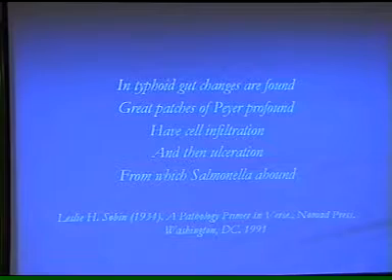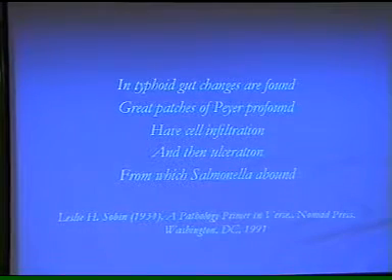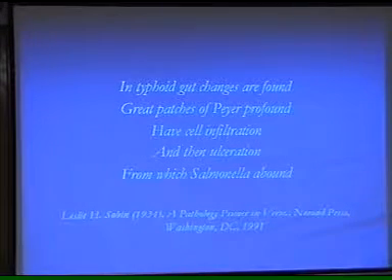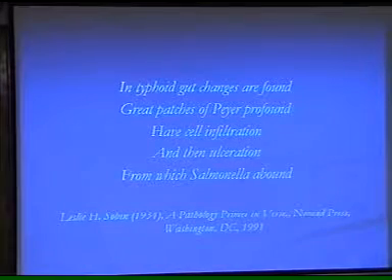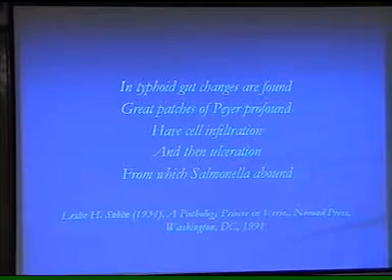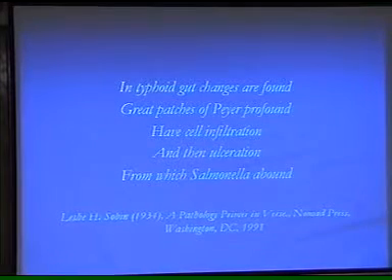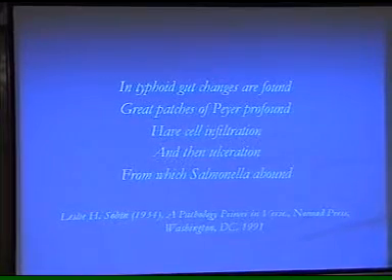Let's take typhoid fever first. This is a verse from Sobin, who wrote this in 1934. In typhoid, gut changes are found, great patches of Peyer profound, have cell infiltration, and then ulceration, from which salmonella abound. So it just briefly gives you the pathogenesis of salmonella.